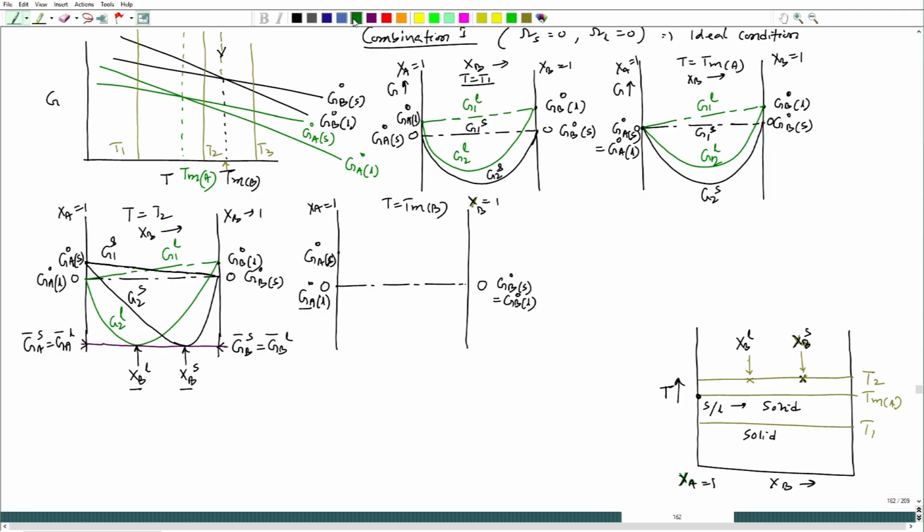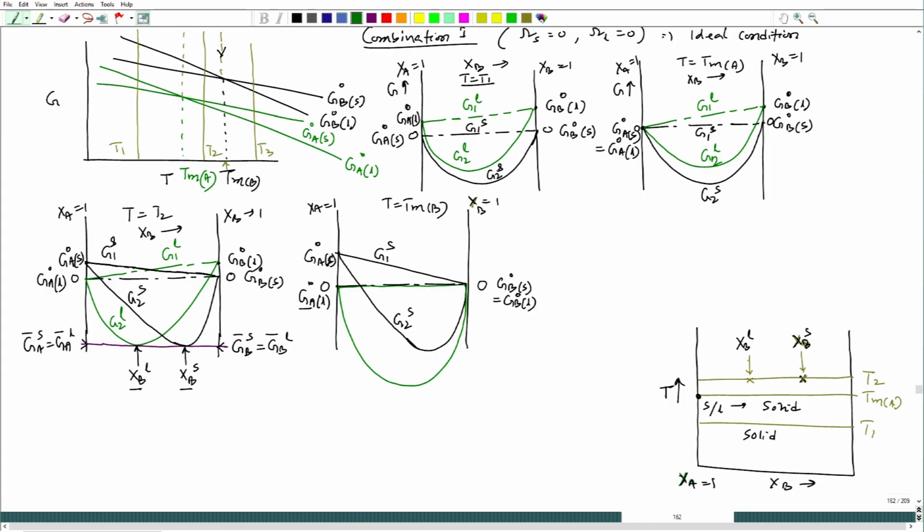Now, let me just connect. This is solid, connected in, let us say, black color. This is G1 solid, and the liquid would be here. So, T equal to T M B. Now, if I draw, this is G2 solid, and then G2 of liquid would be. Okay.